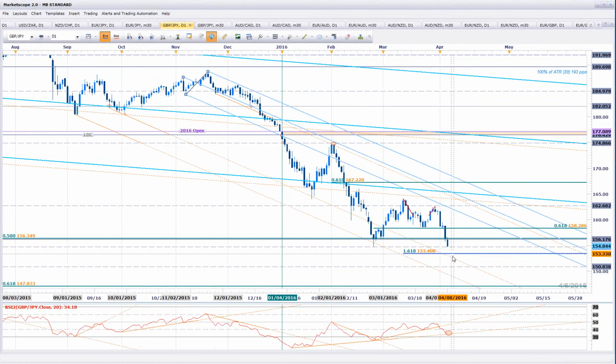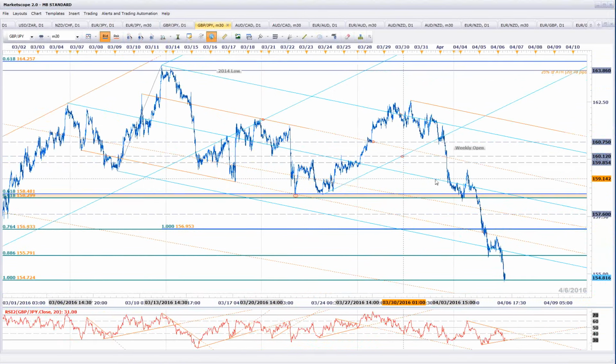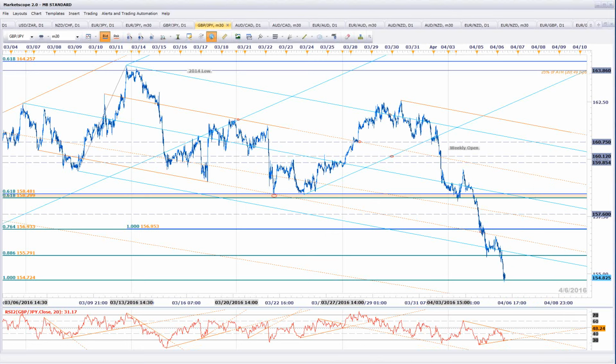You'd be looking for either a drop into this median line for a possible long rebound here on a scalp basis, or on the 30-minute, if we do finally manage to break through 155, and specifically yesterday's breakout level, 156.95, that would validate for me at least that we might have put in a near-term low.